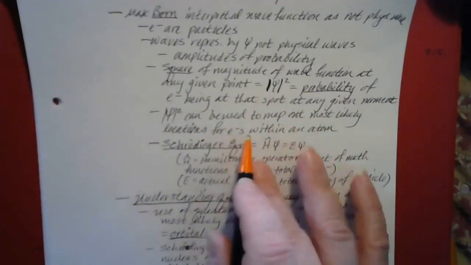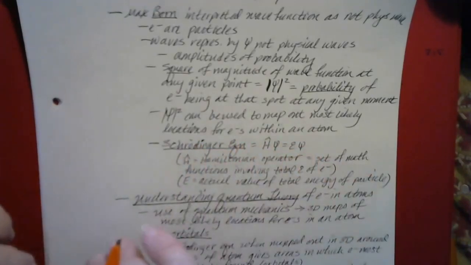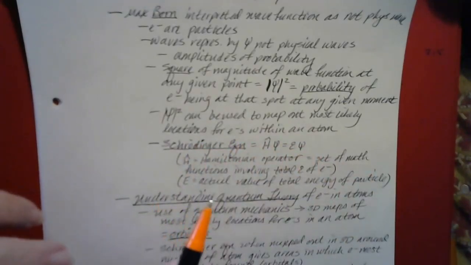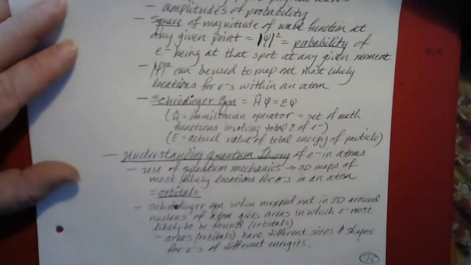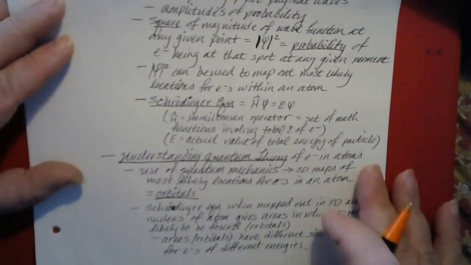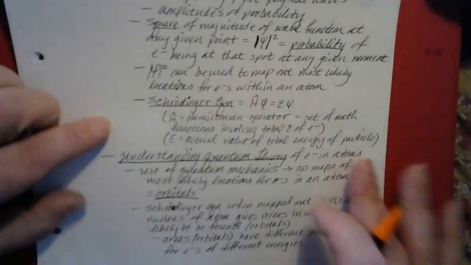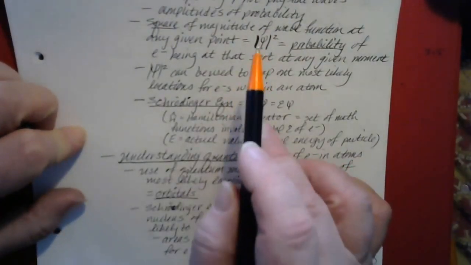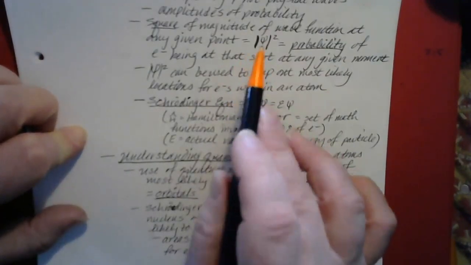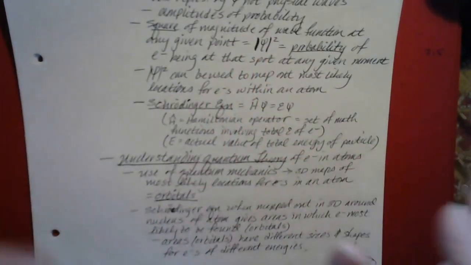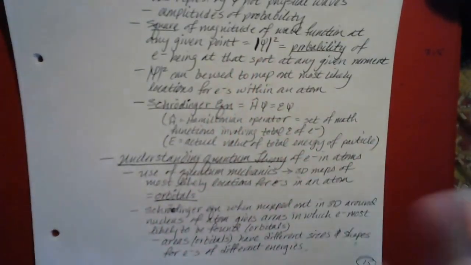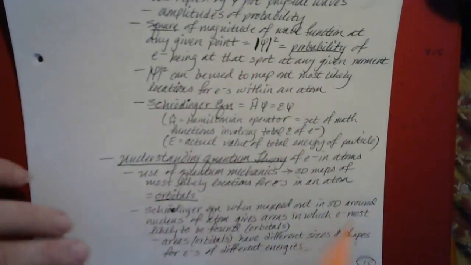It can be used to map out the most likely locations for electrons within an atom. And so that's what we use to basically look at it, to map out electron configurations, to decide where the electrons are within an atom. We don't actually use this directly, but we use the result of this equation as it's been mapped out over 3 dimensions around the nucleus of an atom by previous scientists.